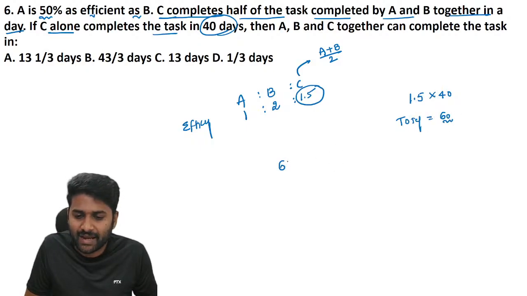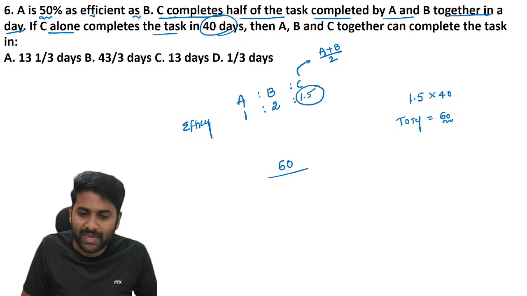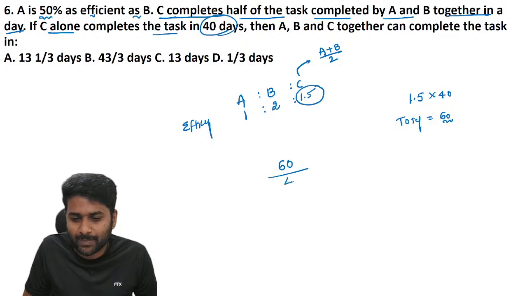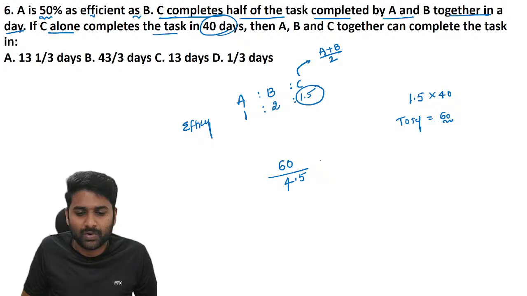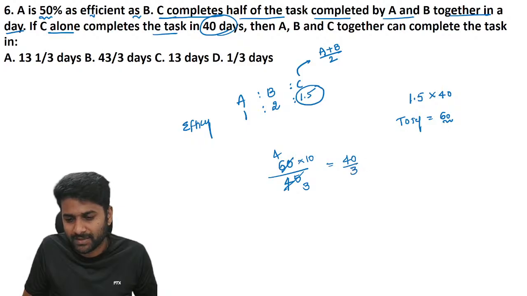Now the question: we are assigning these 60 units to A, B, C. So A, B, C together will complete 4.5 units per day. Now go through the simplification. 4.5 is 45 by 10. Now 15 3 times, 15 4 times. Now the answer is 40 by 3, and 40 by 3 is 13 and 1 by 3 days.